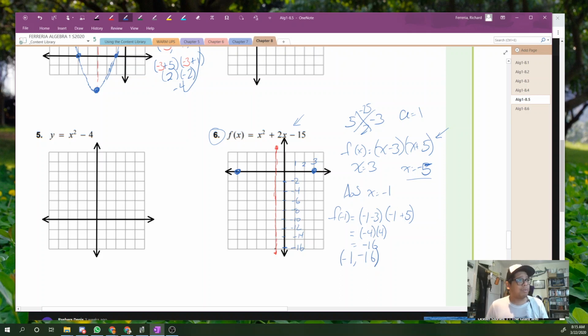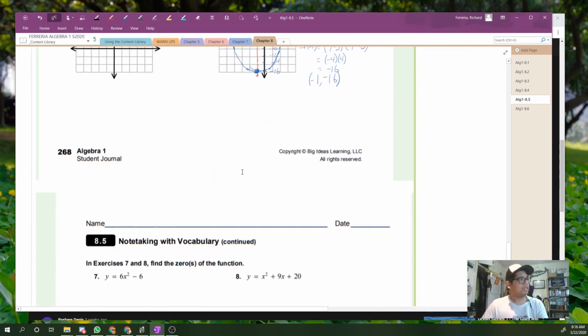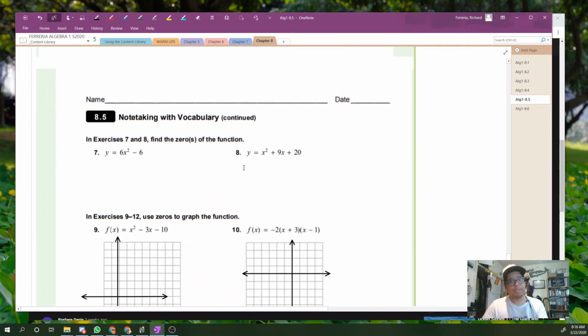All right, so here is our vertex at -1, -16. All you need to do now is draw your parabola. Ta-da! Here's our parabola for number 6. That's good enough for me. Is there more to this? Well, of course there's more to this.